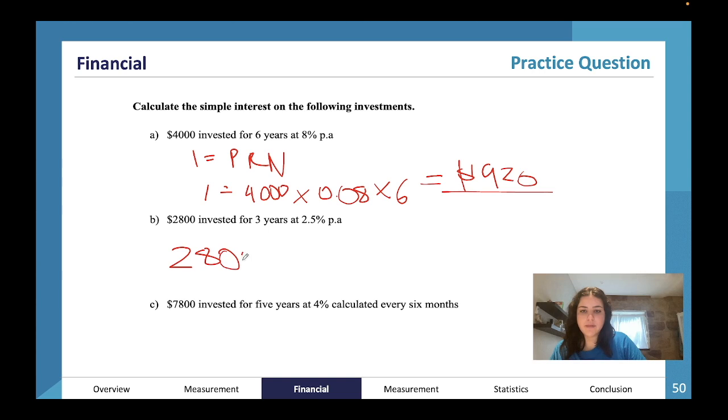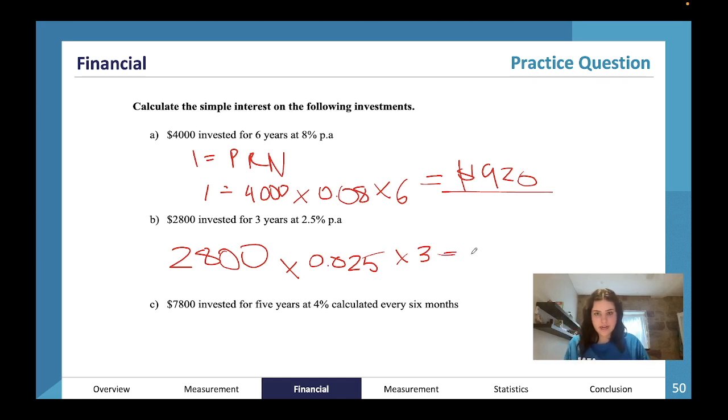$2,800 is our principal, invested for 3 years at 2.5%, 3 years. 2,800 times 0.025 times 3 years, we've earned $210. This shows you the difference between interest rates, 8% versus 2.5%.